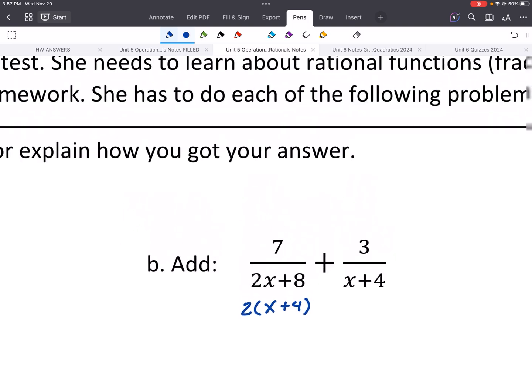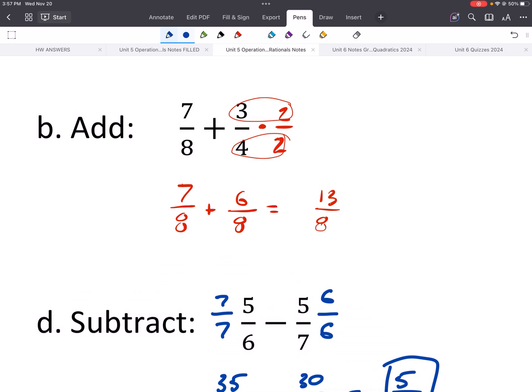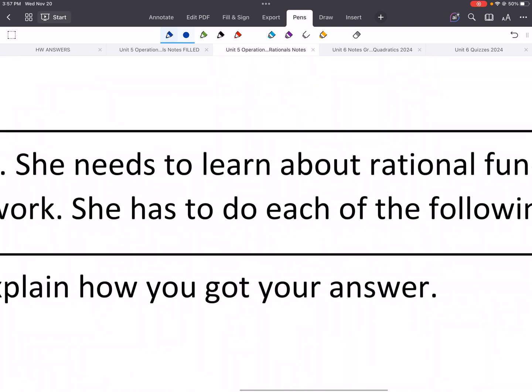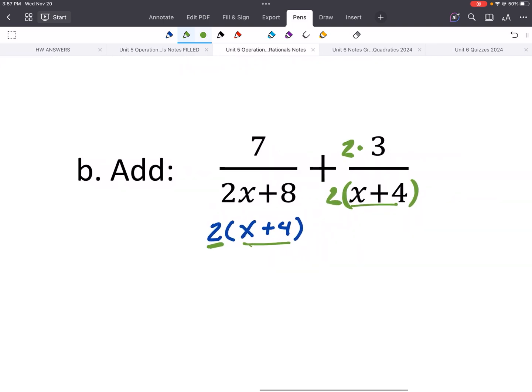So now think about what we did here. What would we need to multiply to make the bottoms both be the same? We already have an x plus 4 in both fractions. Okay, and we're just missing this 2. So what we need to do is multiply top and bottom by 2. Now we have a common denominator, and we can add their numerators.